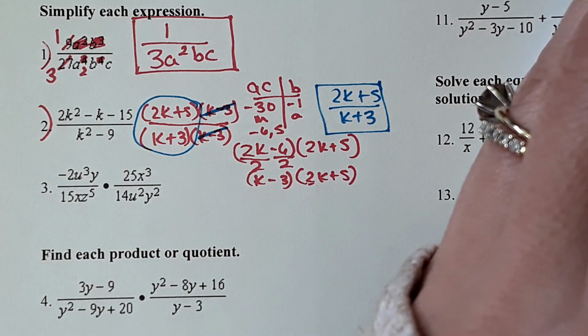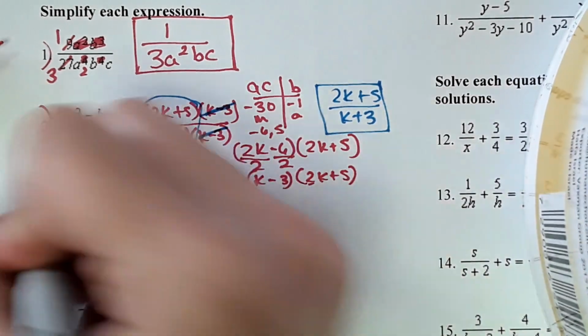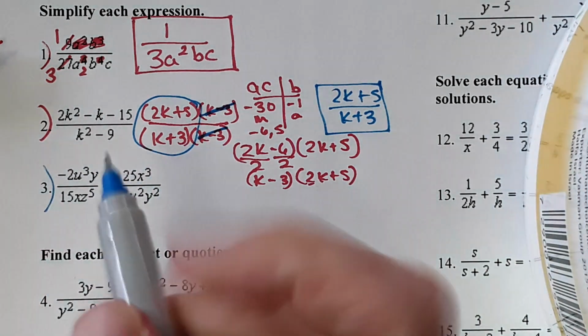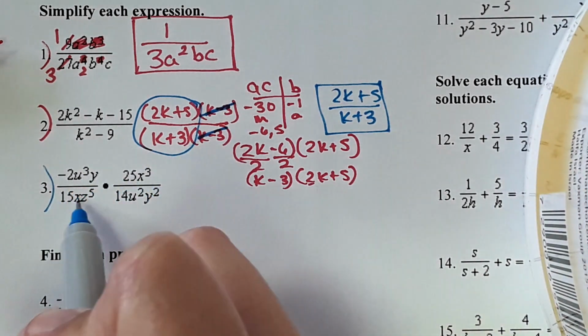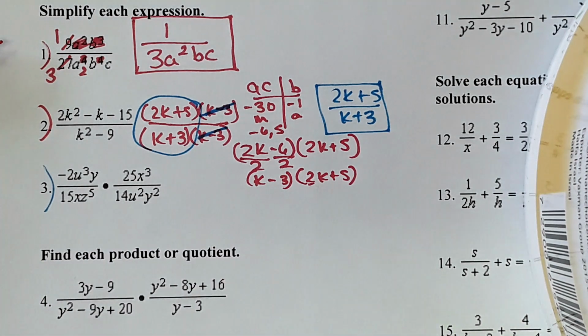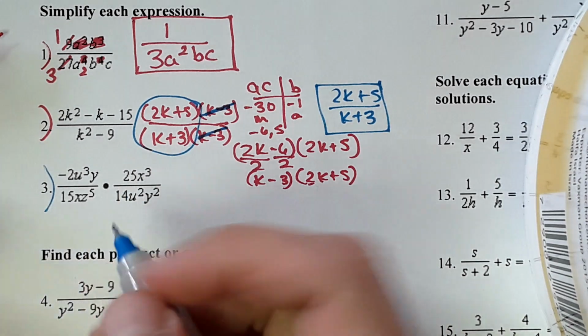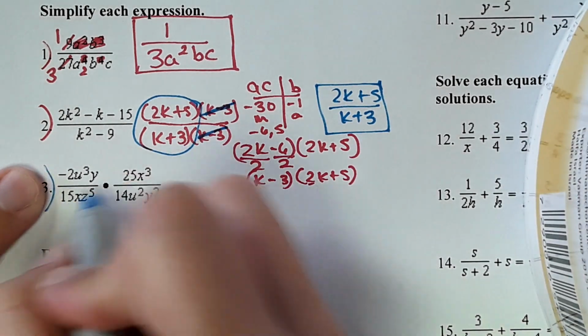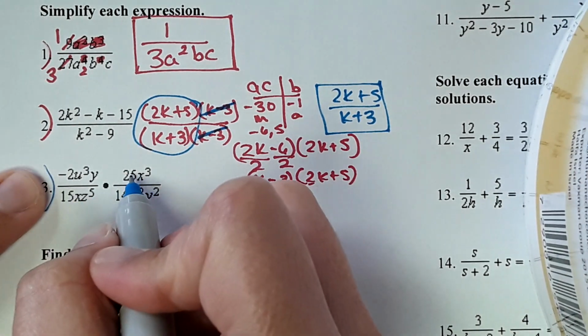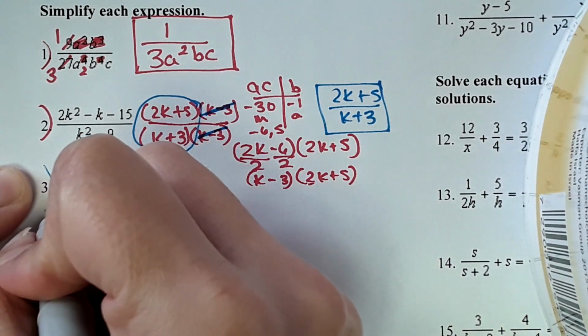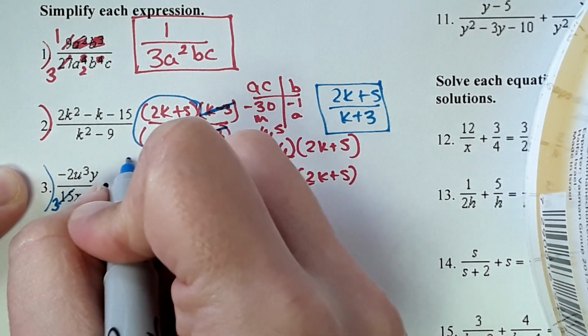Okay, number 3, similar, we're just canceling stuff out. We have multiplication, so we're good. So it means all this is multiplied by all this is multiplied by all this. We're just going to cancel anything that is in common with the numerator and denominators. First off, the 15 and 25, those both have a common factor of 5, so I will divide both by 5 to get 3 and 5.